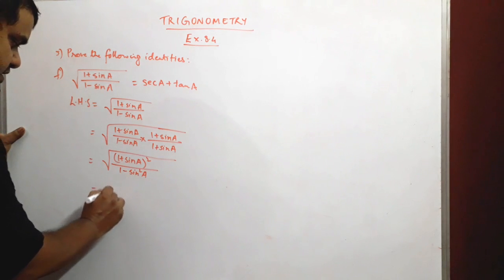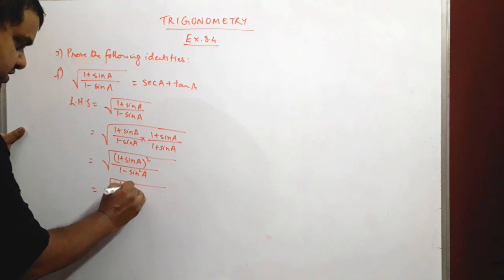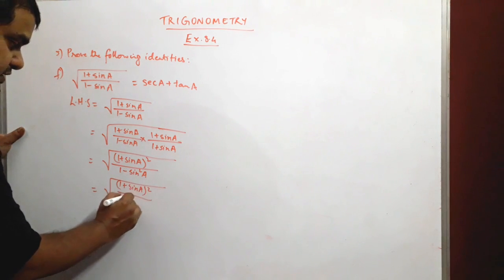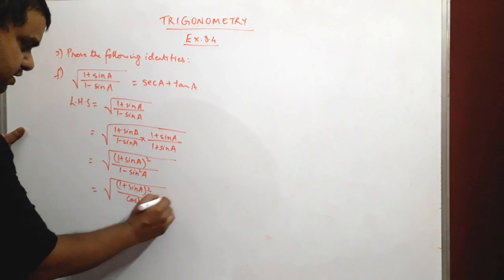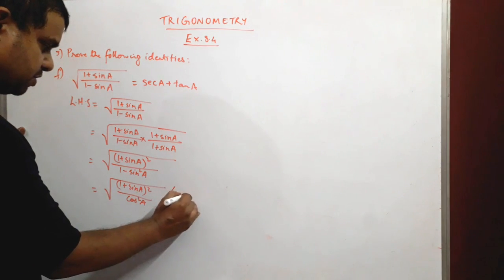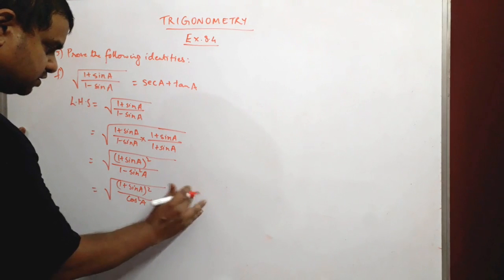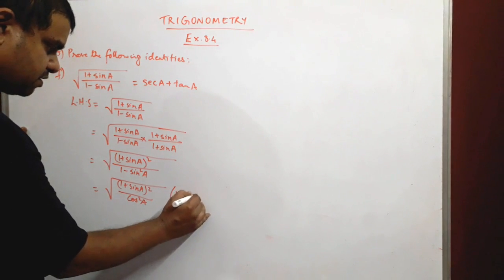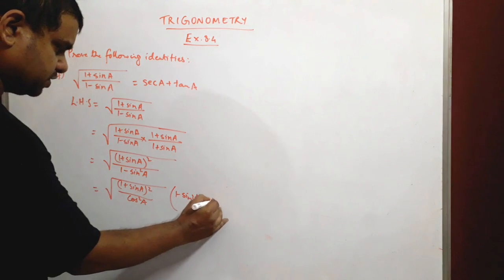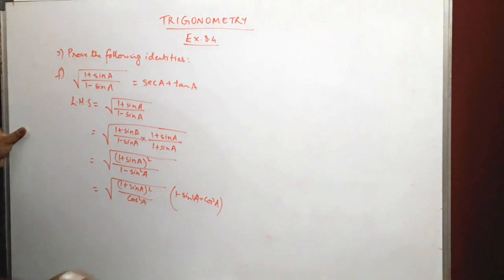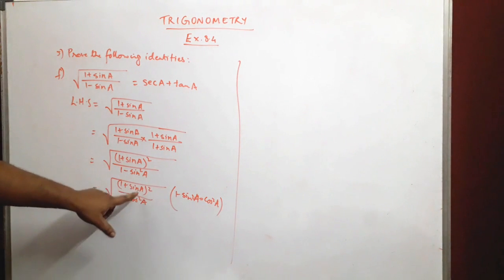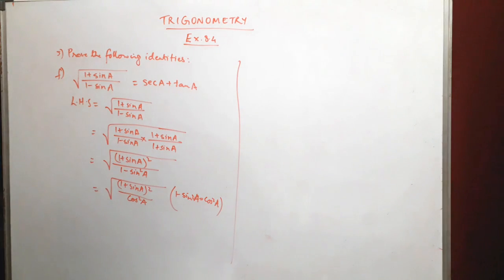Okay, write it this way once again, 1 plus sin a whole square, and 1 minus sin square a is nothing but cos square a. You can write over here 1 minus sin square a equal to cos square A. Complete the problem over here. So now, since both are squares, numerator as well as denominator, we can apply the root sign.